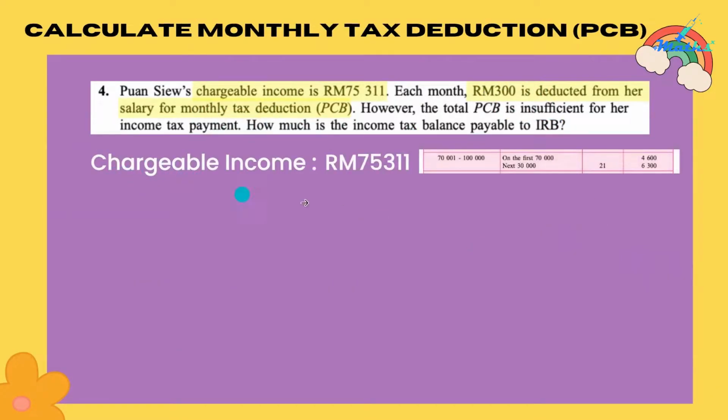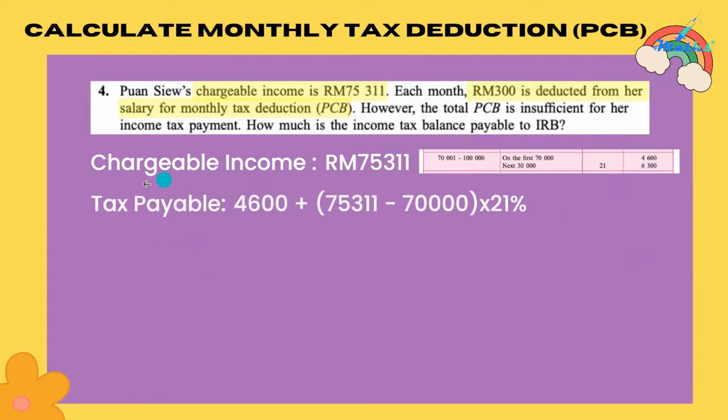So, we need to find the income tax payable first. Since the chargeable income is 75311, we need to refer to the table. The tax payable is 4,600, which is on the first 70,000, plus the chargeable income minus the first 70,000 and times the rate, which is 21% here.